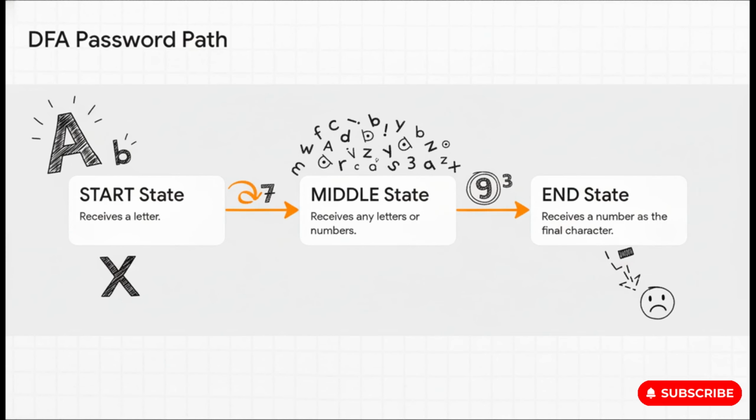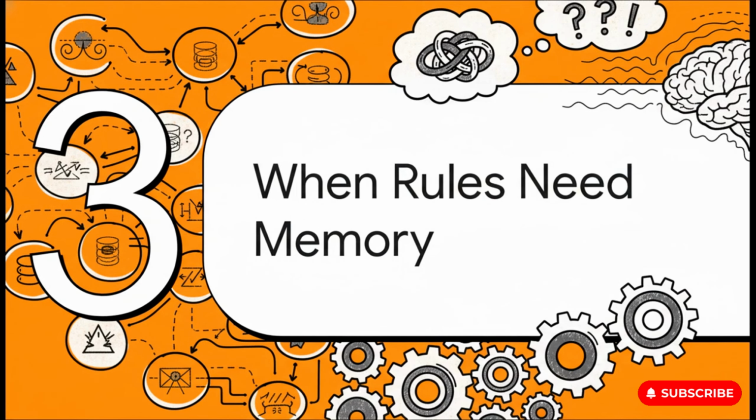And here's the exact path it follows. It all begins in the start state. If that first character is a letter, great. It moves into the middle state. It'll happily stay there for any more letters or numbers. But, and this is the key, it can only get to that valid end state if the very last character is a number. Anything else, the password fails. Simple as that. But, just like that vending machine, these simple, memoryless machines have their limits.